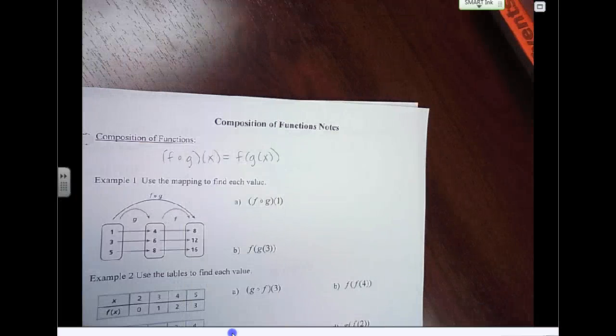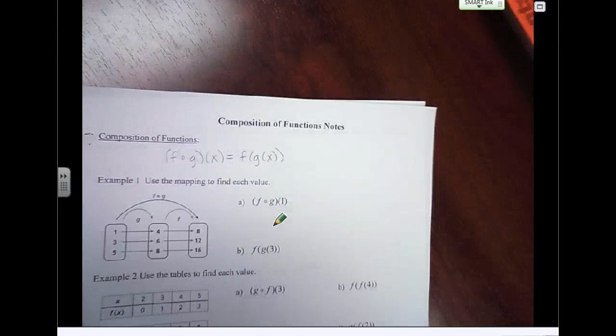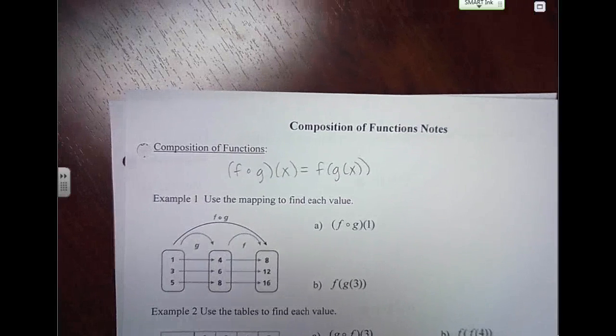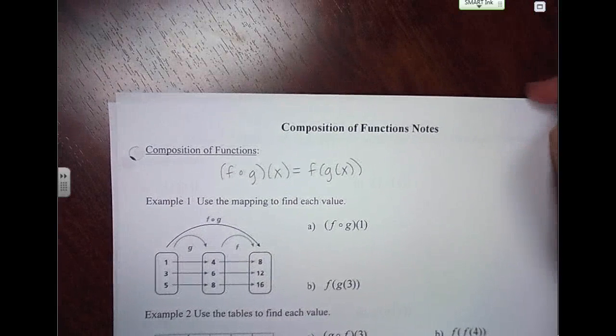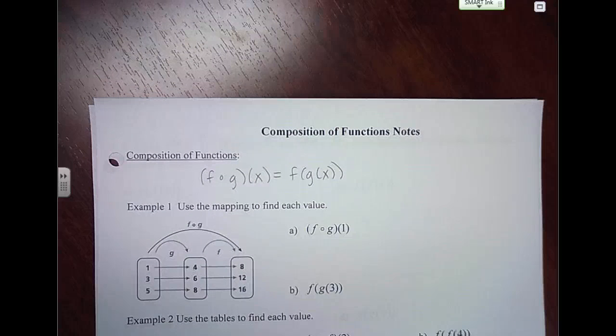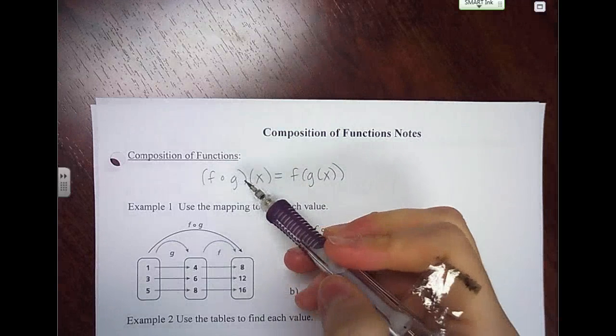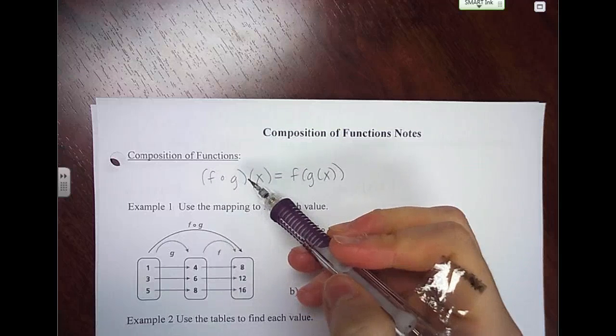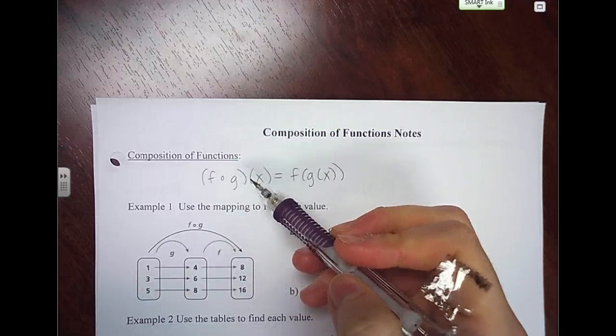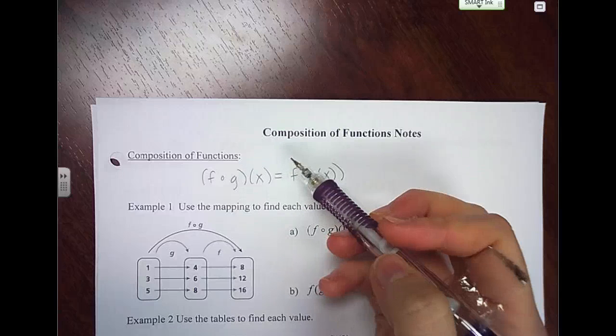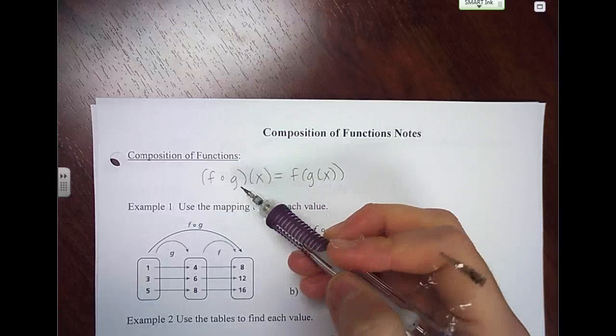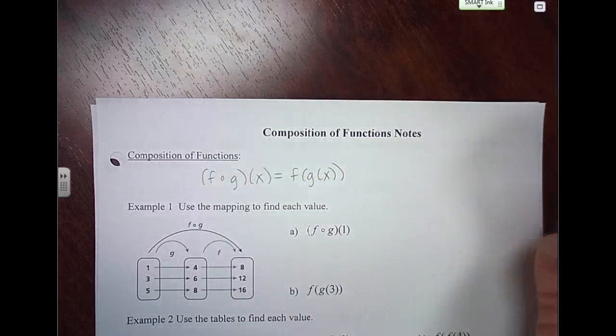Okay, today we're talking about composition of functions. So yesterday we reviewed evaluating functions, just putting a number in one function. Today we're going to do composition of functions. So when you're talking about composition of functions, it's just a function operation that uses an output of one function, and then we're going to put it into another function. So it's almost like you're just doing it twice.